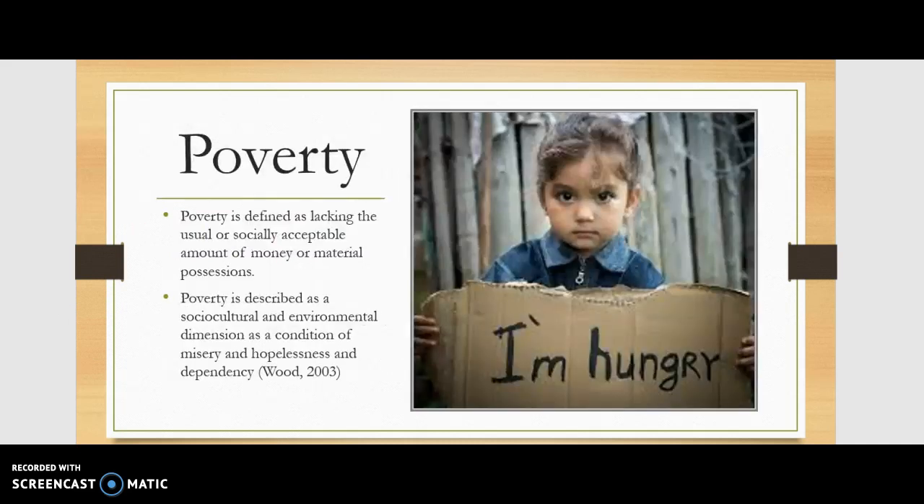Going over to the next slide. Poverty is defined as lacking the usual or socially acceptable amount of money or material possessions. Again, according to Wood 2003, poverty is described as a sociocultural and environmental dimension, as a condition of misery and hopelessness and dependency.